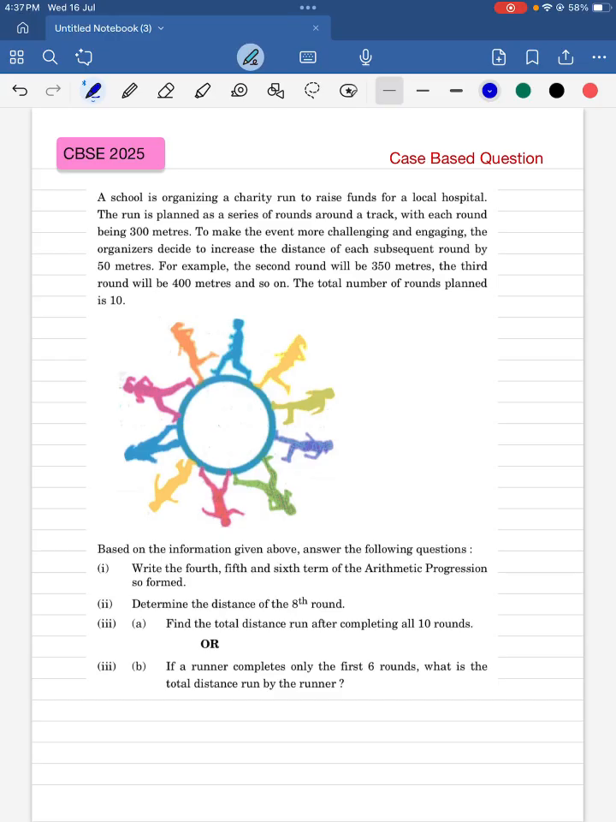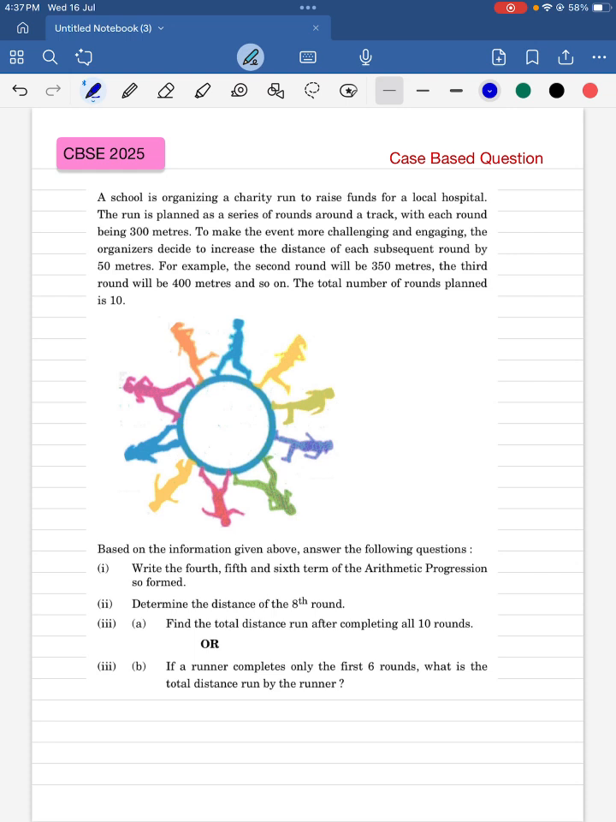In this video, I'll be doing a case-based question from the CBSE 2025 board paper. Now, a school is organizing a charity run to raise funds for a local hospital. The run is planned as a series of rounds around a track, with each round being 300 meters.